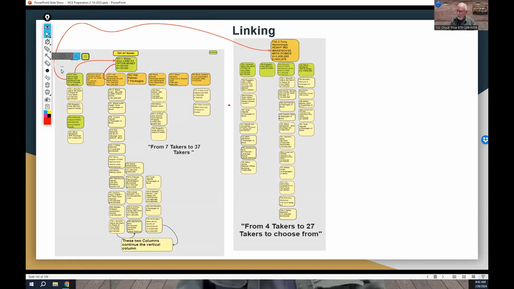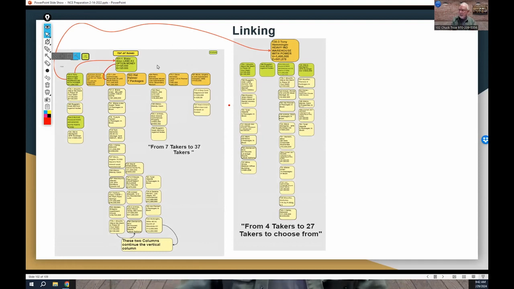So now Tony Heminger says to Blake, I'll take your land. Well, I want to see, Tony has got 4 offers here, 1, 2, 3, 4. So I built a board for Tony. I put his 4 in there. And so I developed Tony from 4 takers to 27 takers. So now these 2 boards are linked together.